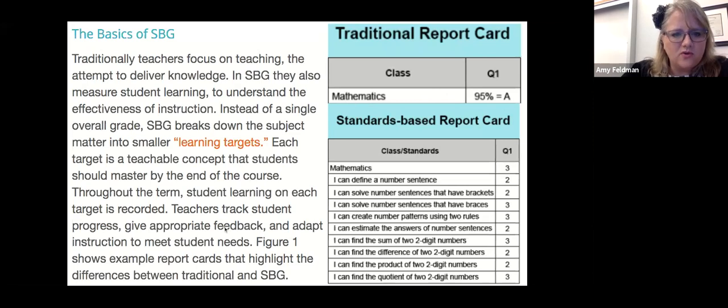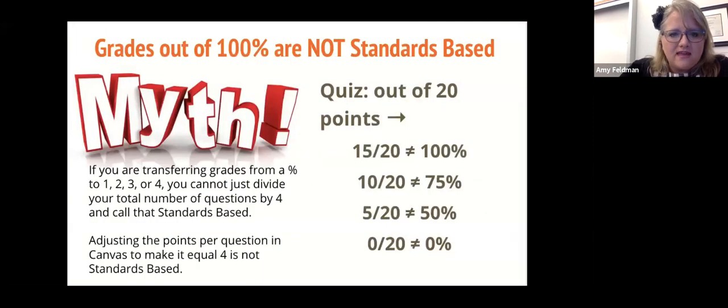So teachers track student progress, give feedback, and adapt instruction. So it is a myth. You cannot just go from 100% and say that it's standards-based by dividing it by 4. Standards-based grading has 1, 2, 3, and 4, right? And so you can't take 100% and say, I'm going to divide it by 4. So that means the top 25%, 75%, is considered a 4, because that is not standards-based grading. All you're doing is computing.